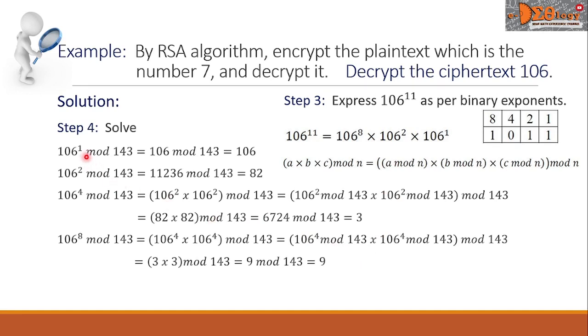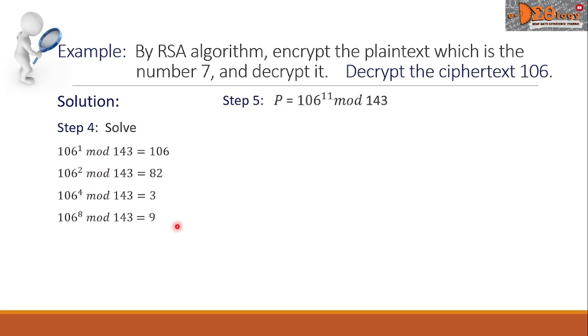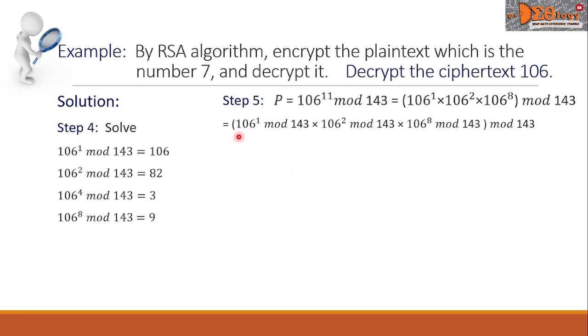Let us clear the screen, but we will write the corresponding values of our moduli. So it will be like this. Let's go to step 5. We will solve now capital P equals 106 raised to 11 mod 143. And we will simplify this using this expression. The quantity 106 raised to 1 times 106 squared times 106 raised to 8, then mod 143. Using our identity, it will be like this. 106 raised to 1 mod 143 times 106 squared mod 143 times 106 raised to 8 mod 143, then mod 143. The values here we can collect from step 4.